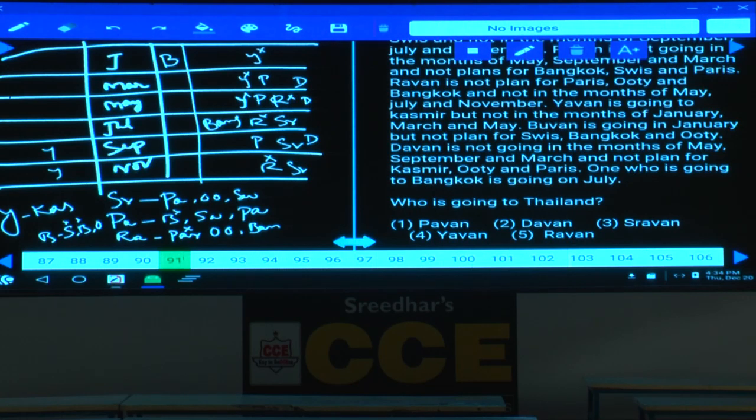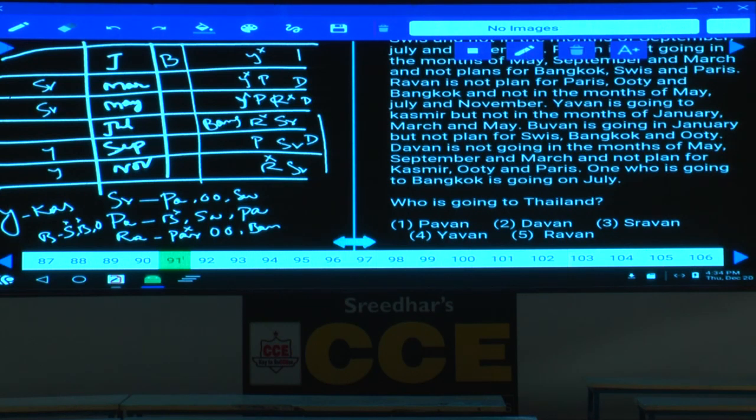Then coming to this one, Pavan cannot be in the month of March, May, and September. Next one, Shravan cannot be in the first month Jan, so Shravan must be in the month of March or May. Shravan can be either here or here.